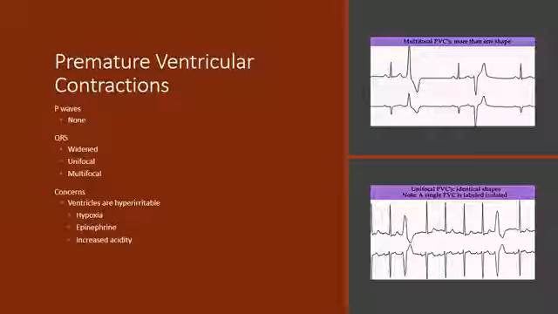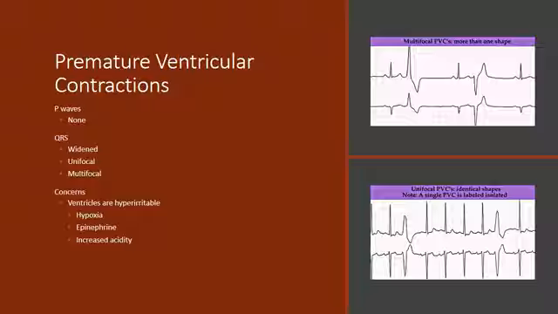Now, multifocal PVCs, you can tell they're PVCs once again because of the unique shape, the widened QRS, but you can tell that those come from two different foci in the ventricles, and you know that because they look totally different. They come from two different shapes. All right, so some of the concerns with PVCs: they help illustrate and point out to us that the ventricles are being irritated or hyperirritable.